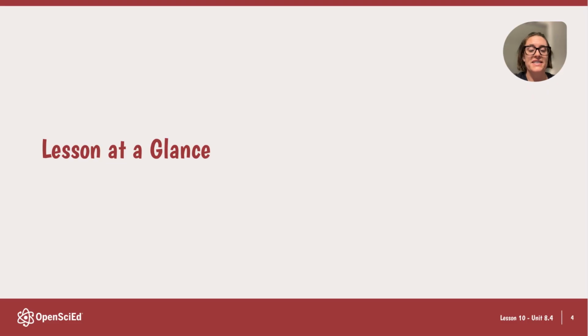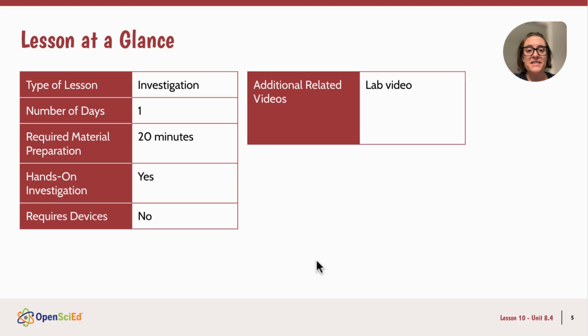When we look at lesson 10, we see that it is an investigation lesson. It's 1 day in length. It's about 20 minutes of prep. It's a hands-on investigation, does not require a device, but there is an additional lab video that you can view that shows you the results of this lab.